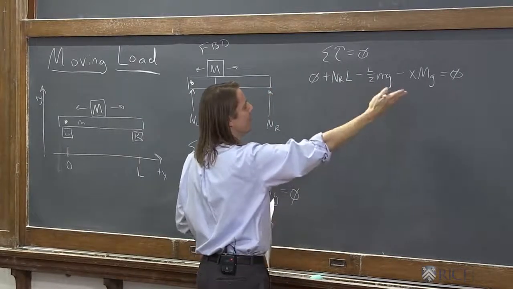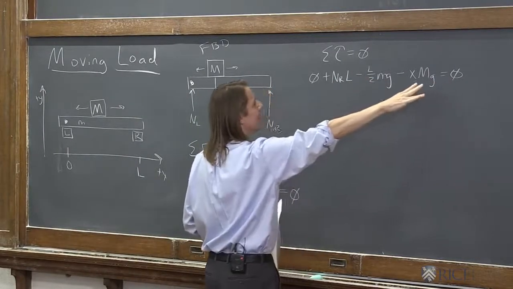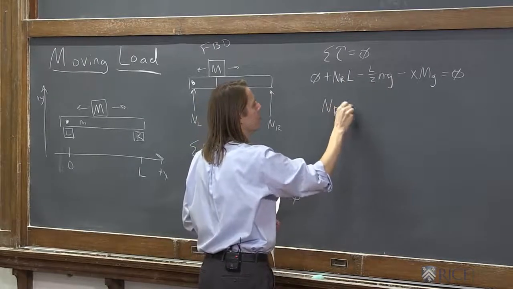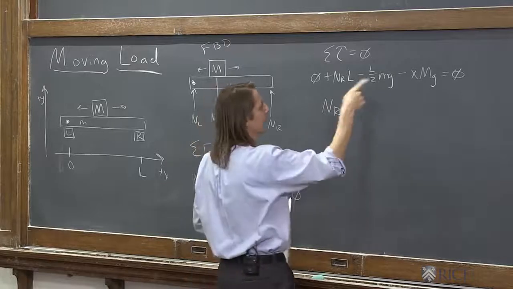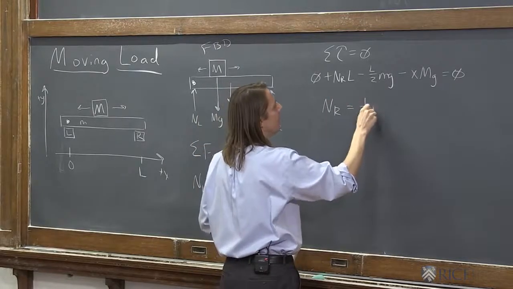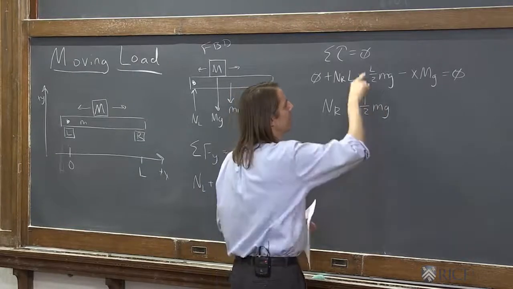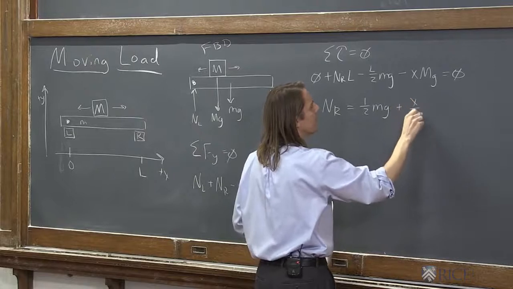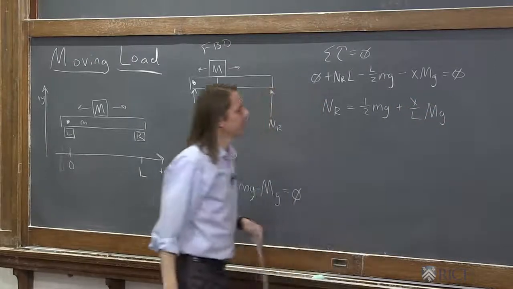So the whole thing is right here. If we take these two terms over to that side and divide through by an L, then we've got the right normal force, and therefore the reading of the right scale. And it must be 1/2 little mg, because that L canceled that L, plus x over L, big MG.